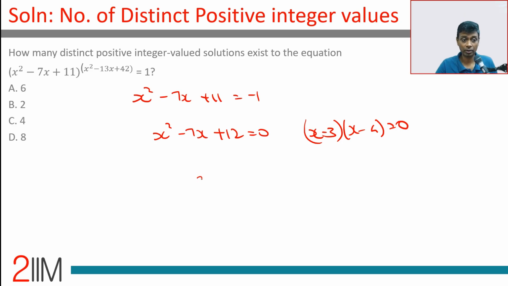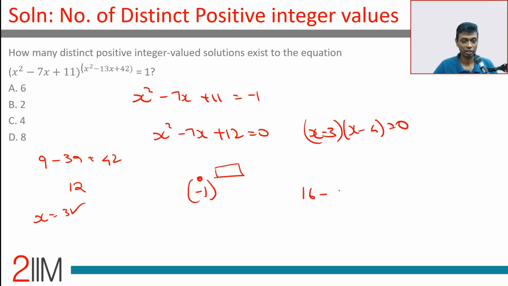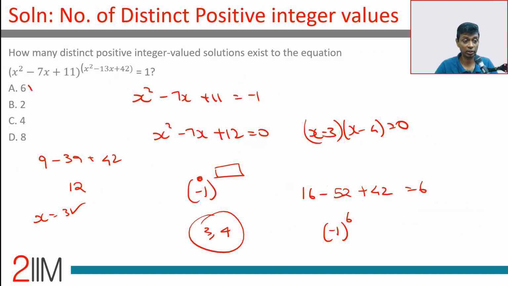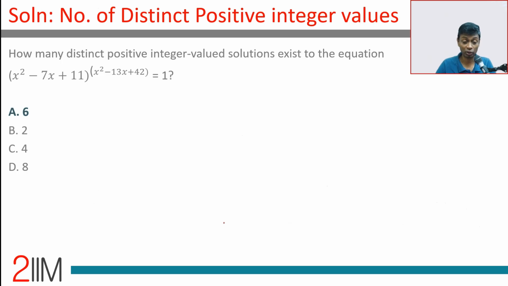(−1) to some power could be 1 if that power is even. So put x as 3: 9 − 39 + 42. 9 − 39 is −30, plus 42. This is 12. So x equal to 3 works. Put x equal to 4. That will definitely work. 16 − 13 into 4, that is 52, plus 42. 16 − 10, this is 6. That's also an even number. We get (−1)^6. So 3, 4 could work as well. So 2 and 5 could work, 6 and 7 could work, 3 and 4 could work, so there are 6 possible values. I missed this one and I got 4 because I completely forgot the (−1) power thing.